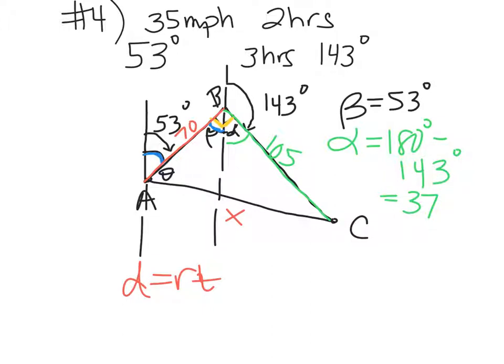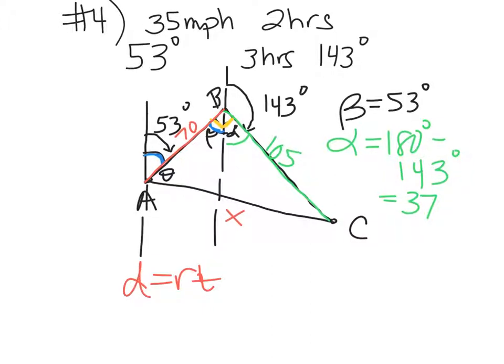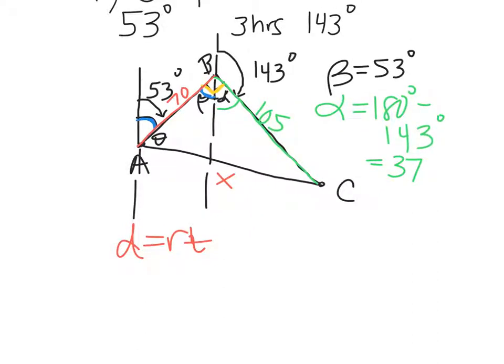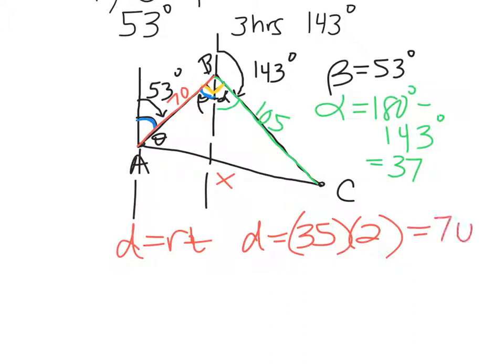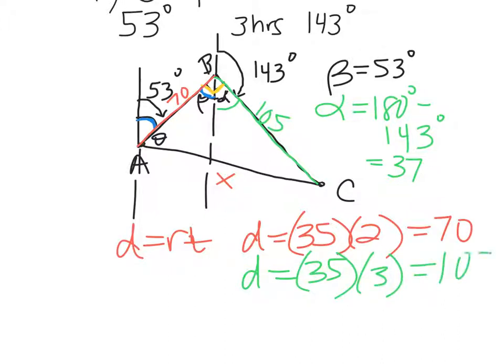And you actually don't need any trigonometry for this problem yet, do you? No. That's crazy, huh? How did you get 105 and 70? Oh, distance equals rate times time. For AB, he's going 35 miles per hour for 2 hours, so that turned out to be 70. And for the green one, he's still going 35 miles per hour, but for 3 hours, so that would be 105.